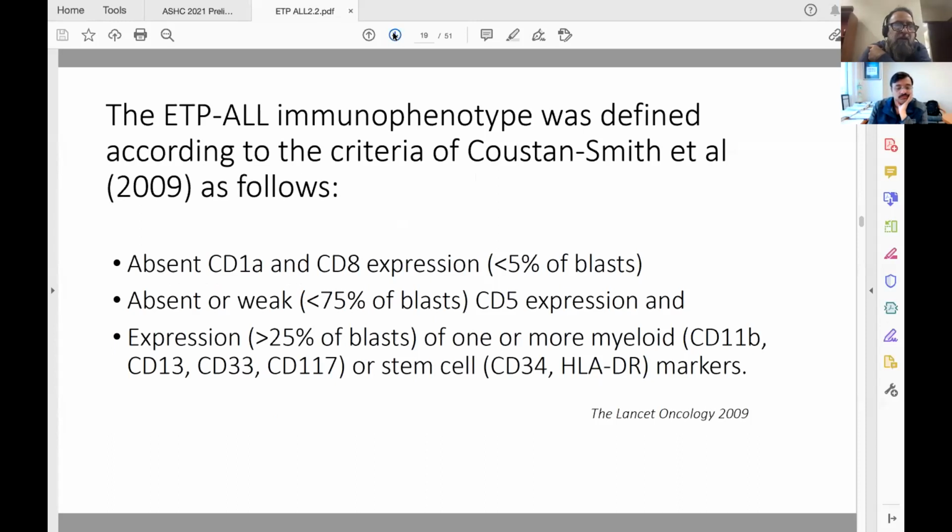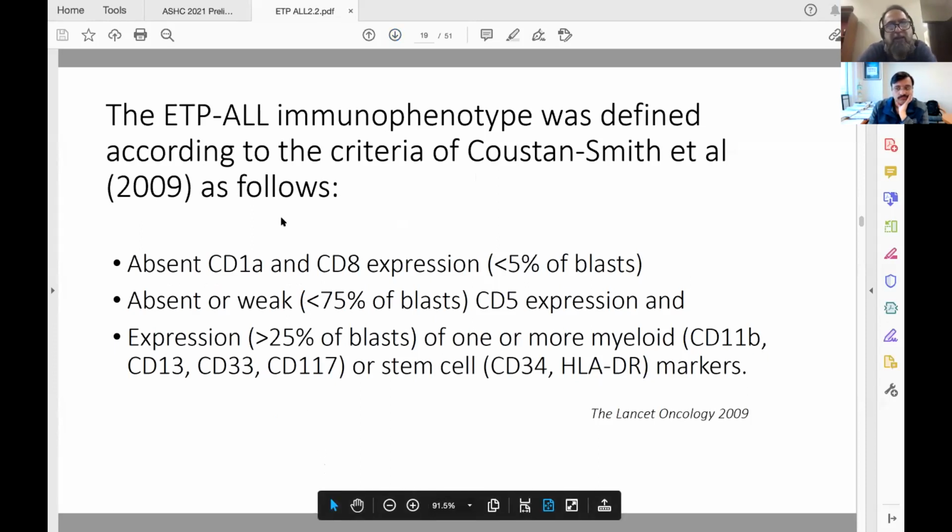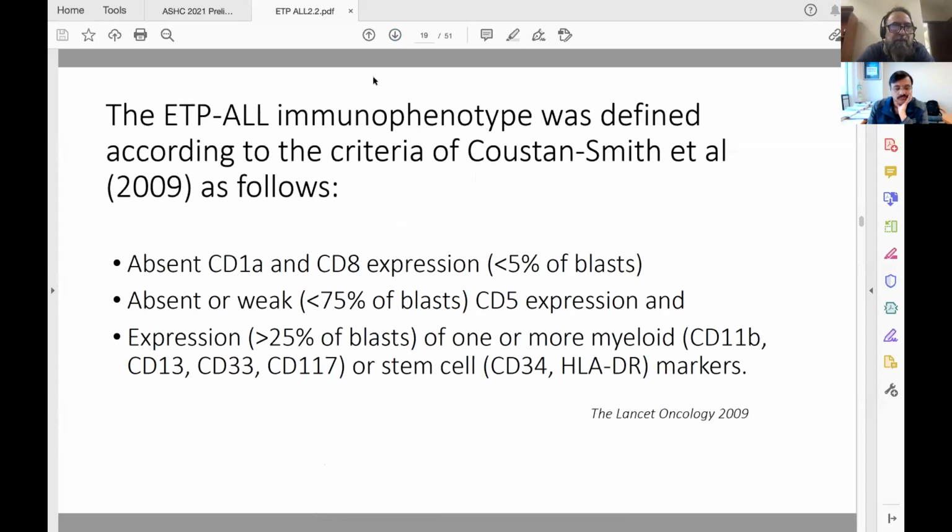So we're dealing with something which is based on a flow diagnosis, and that we call ETP T-ALL. The definition of that was basically delineated by a group back in 2009, and it became more and more clear that this is an entity which can be recognized by flow. It has its importance from the therapeutic point of view. We're going to talk about it in a bit. So how do we describe it?